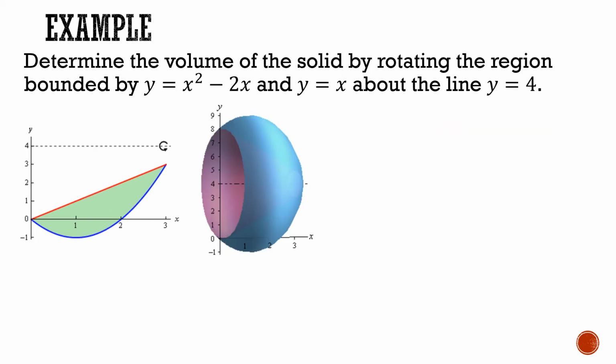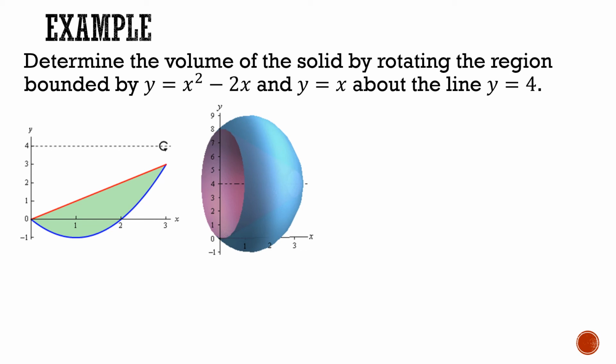All right, so our next example says determine the volume of the solid by rotating the region bounded by y equals x squared minus 2x and y equals x about the line y equals 4. So again, just like I've been doing, I graphed out my two regions, I found where they intersected, and then I envisioned myself wrapping this thing around the line y equals 4. And you can see the visual of it in the second drawing.